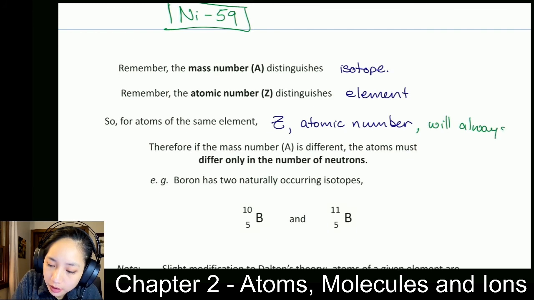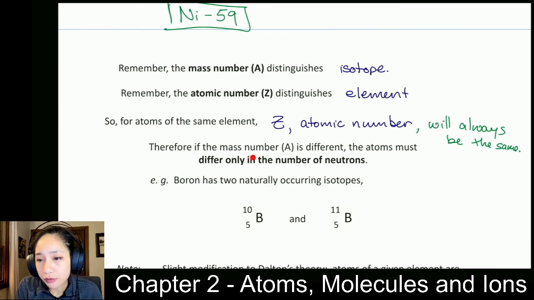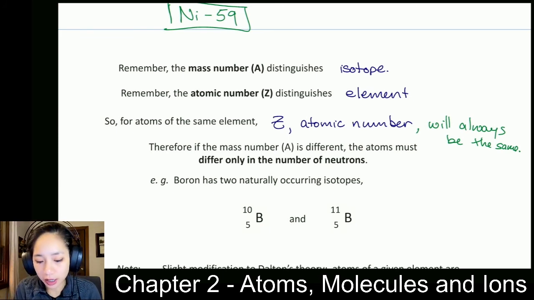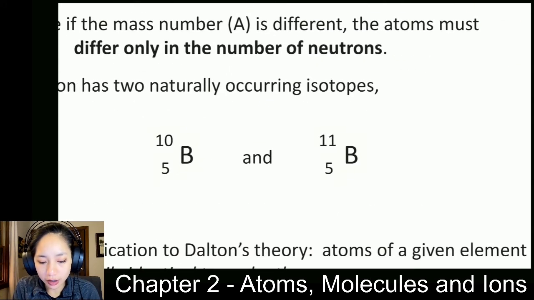Always be the same. So if the only thing that differs in the same element is the mass number, the only thing that differs is the number of neutrons. For example, boron has two naturally occurring isotopes, boron-10 and boron-11. You can see in the two nuclear symbols, the only thing that differs is that this boron has a mass number of 10, and this one has a mass number of 11.